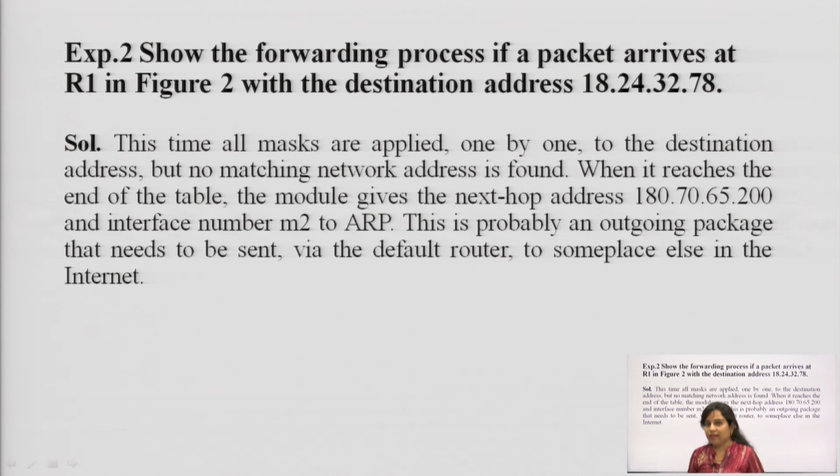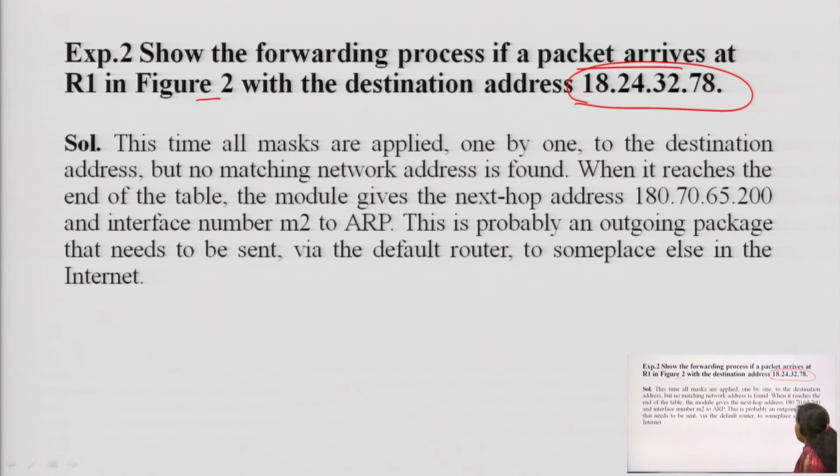Now, this is the second example, to show the forwarding process if a packet arrives at R1 in figure 2 with this destination address. So, in this question we first have to show the forwarding procedure if a particular packet has arrived at router R1 with the destination address written over here, 118.24.32.78. So, this is the destination address.